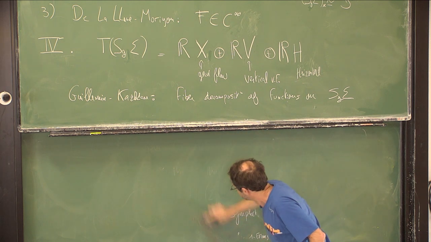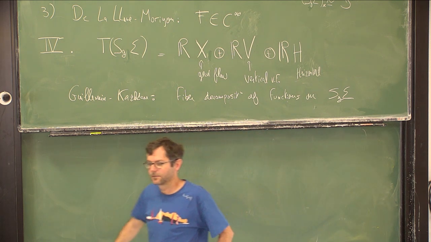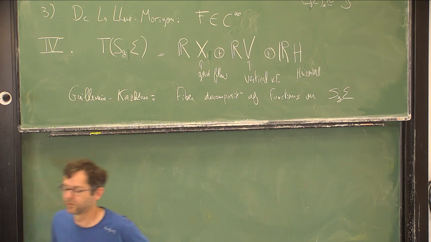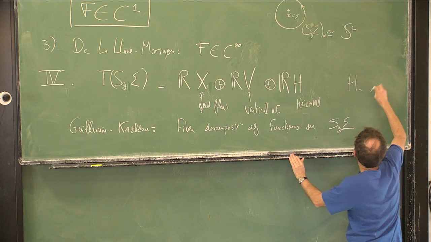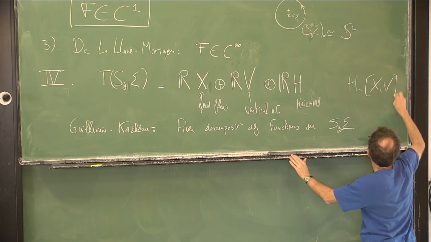The horizontal field is unique, or? Yes. I mean, H is just here. What can we take out of the two others?